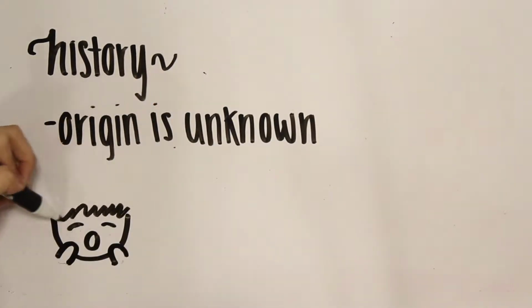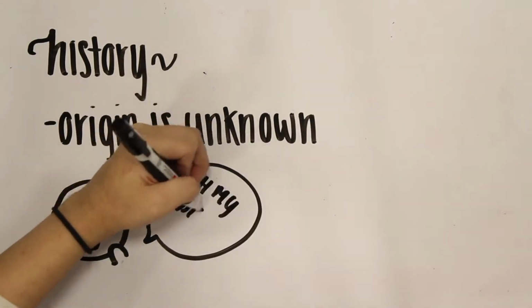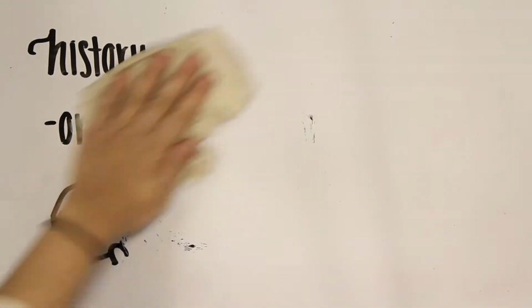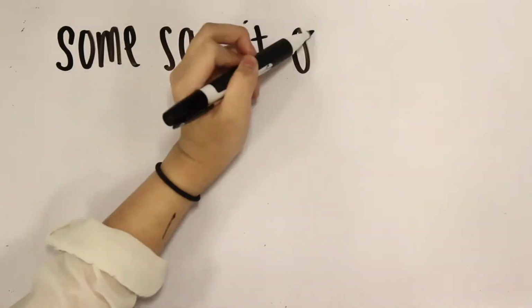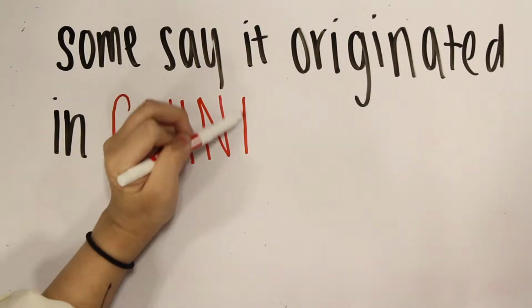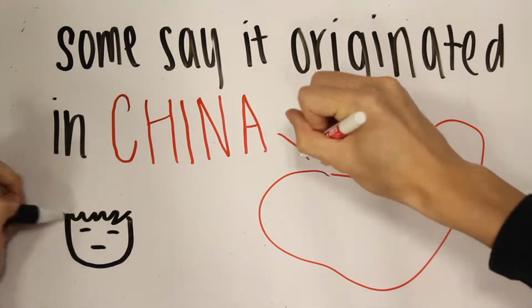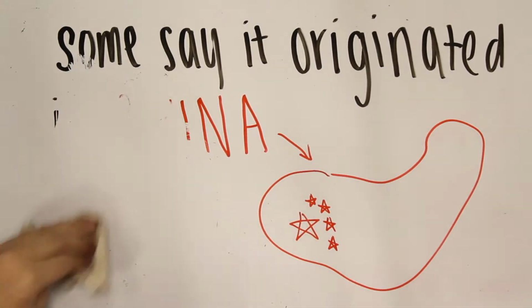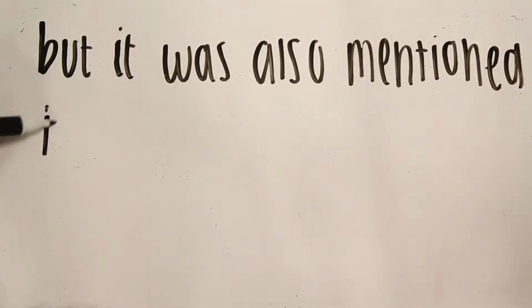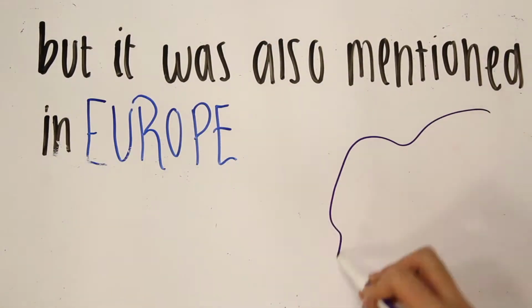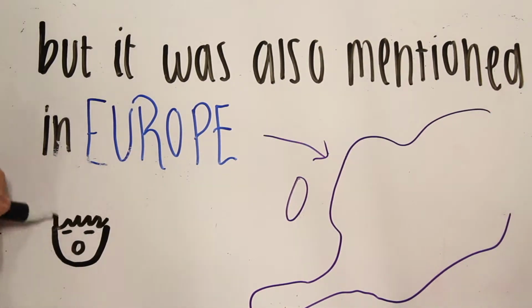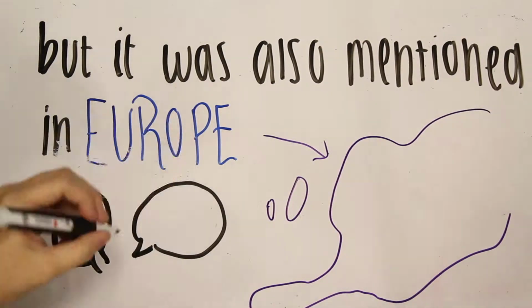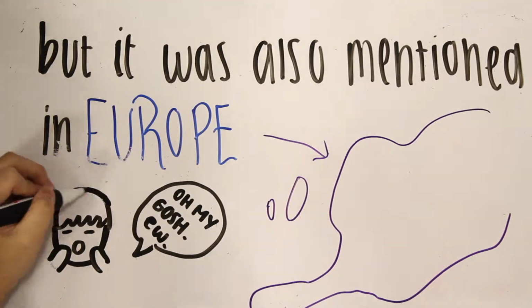The origin of NIM is unknown. Oh my gosh, really? Yeah, some say it originated in China and is said to be a variation of the game Picking Stones. Austin, is that drawing supposed to be China? Yes, of course. Anyways, it was also mentioned in Europe in the early 16th century. Oh, so now I'm guessing this is a drawing of Europe. Oh my gosh, how did you know?